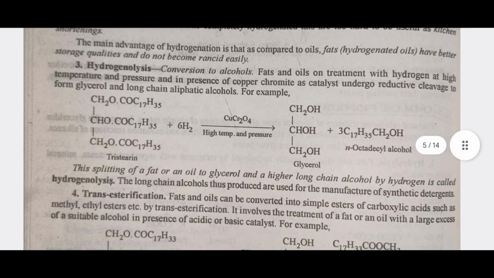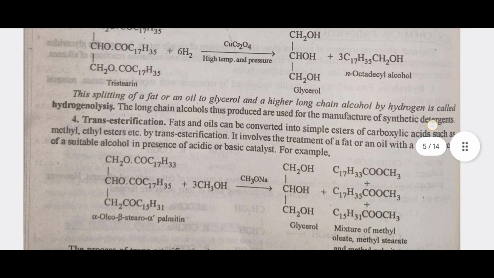For example, tristearin in the presence of CuCr2O4 at high temperature and pressure gives glycerol plus octadecyl alcohol. This splitting of a fat or an oil to glycerol and a higher long chain alcohol by hydrogen is called hydrogenolysis. The long chain alcohols thus produced are used for the manufacture of synthetic detergents.